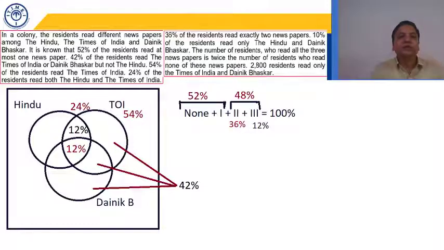I hope this is clear. Exactly 2 is 36%, exactly 3 is 12%. 10% of the residents read only the Hindu and Dainik Bhaskar. So we write 10% here.